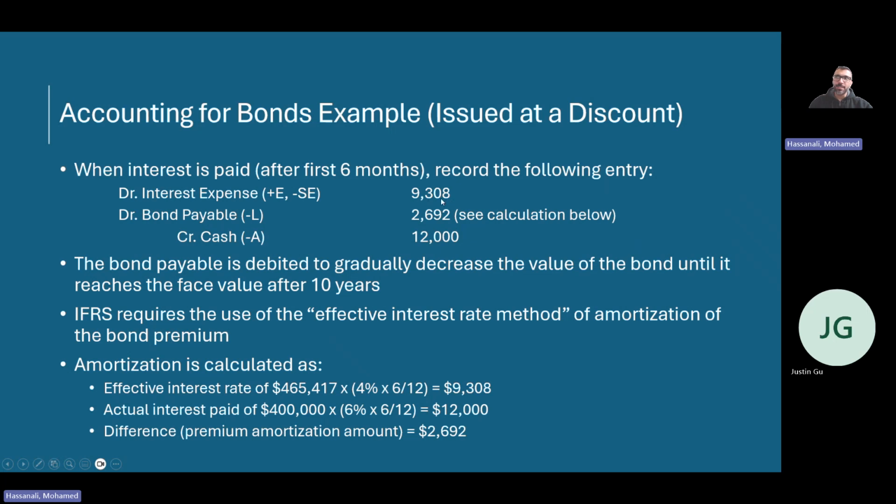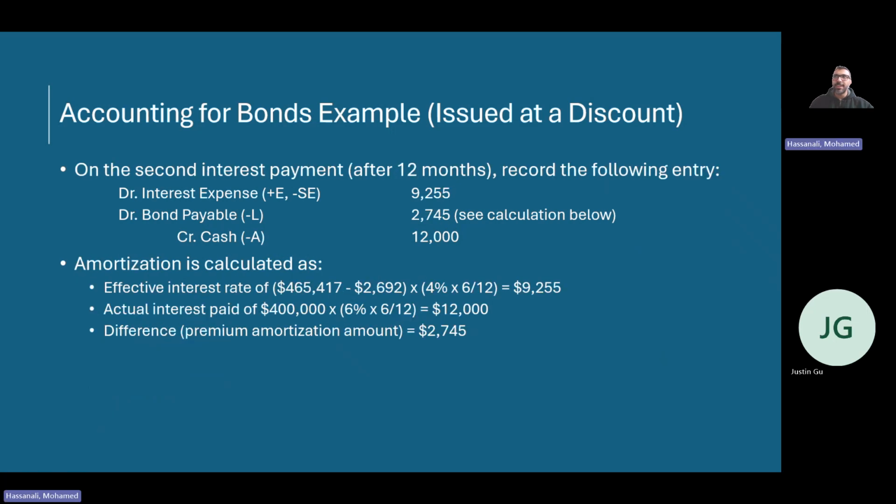So therefore you have a difference, and that difference is now going to be a debit to your bond payable liability. Now, why a debit? Because you need to gradually reduce the value of your bond, which started at 465 and bring it all the way down to 400 after 10 years. And a debit to a liability reduces the value of your liability. Therefore, you are debiting the 2,692.